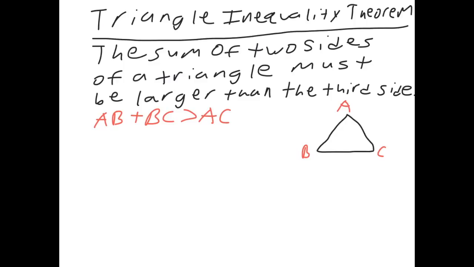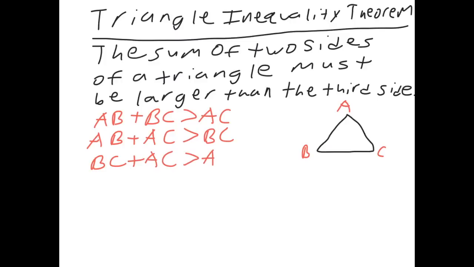And that has to work for every sum of two sides. So we also have to say AB plus AC is greater than BC. And BC plus AC is greater than AB. So the sum of two sides must be greater than the third side.